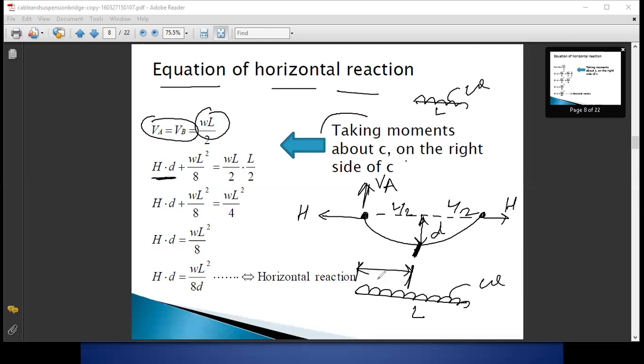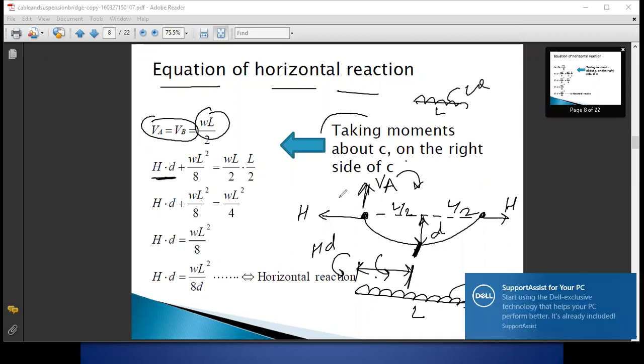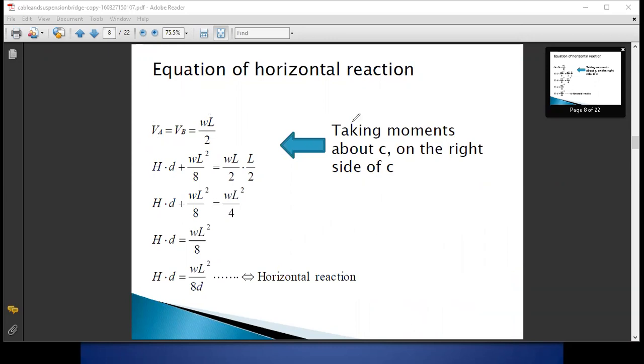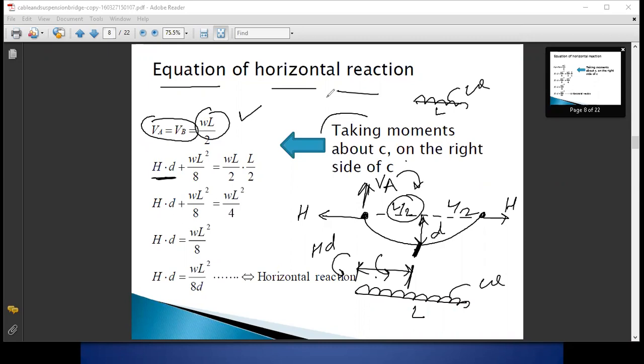हा दोन्ही काय करणार आहे तुमचे असे मोमेंट क्रिएट करेल, H इंटू डी असेल आणि हा UDLचा आणि हा अपोजिट डायरेक्शनने असेल. ओके, सो इट इज इक्वल टू घेतलेला आहे W into L by 2, that is nothing but the VA or VB multiplied by the span is L by 2, right? Multiply by span into L by 2. So H into D plus WL square by 8 is equal to WL square by 4.